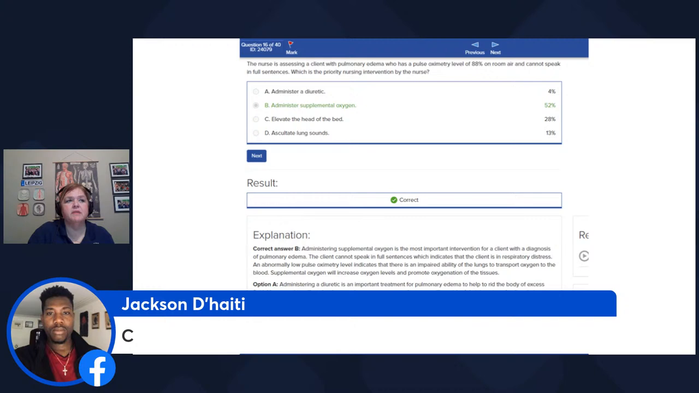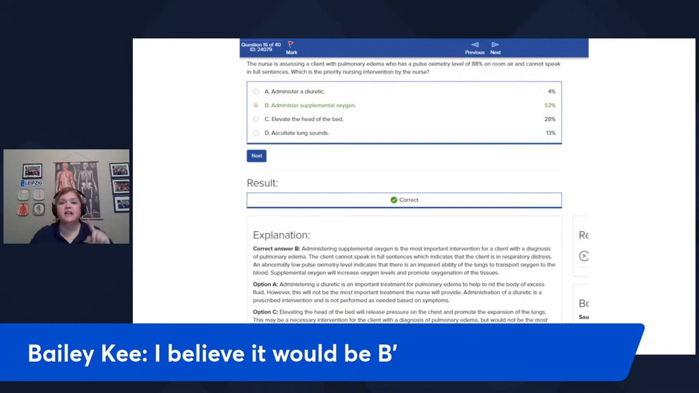Oh, wouldn't that be frustrating? Because you're like, what about the head of the bed? That's what I would do first. But if I can only do one thing, the most important thing would be to get some oxygen on that patient.